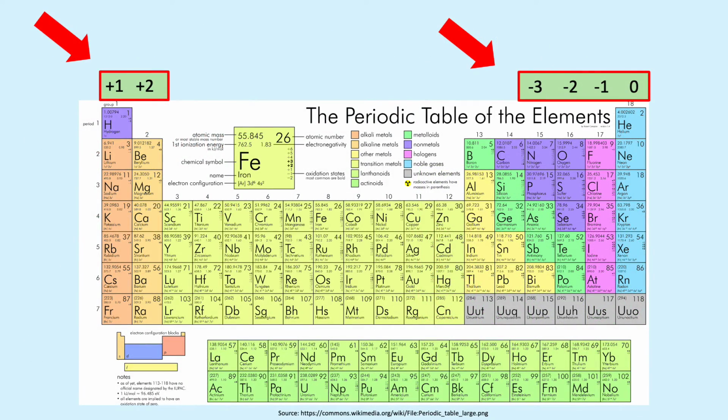And before each exam, I tell my students to write the common charges on their reference periodic table. Now let's try to understand why these charges are the way they are.